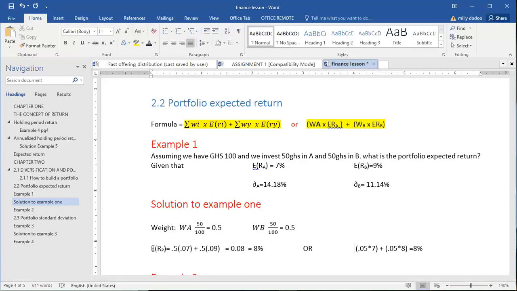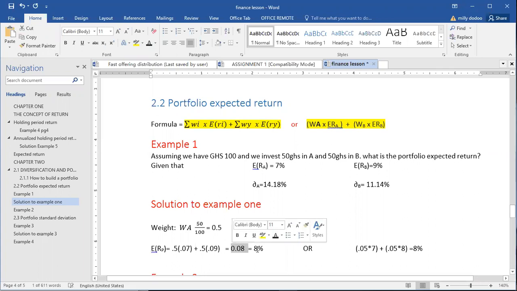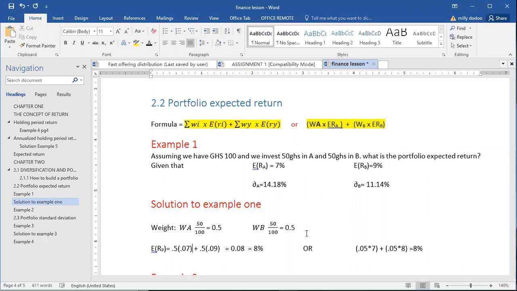Now, if you are going 0.5 multiplied by 0.07, don't come here and say 0.5 multiplied by 9. You'll get it wrong. So it is 0.09. And the answer you are going to get is this. You will not get 8% straight away. When you do it this way, you are going to get 0.08. It is when you convert it that you know that it is 8%.